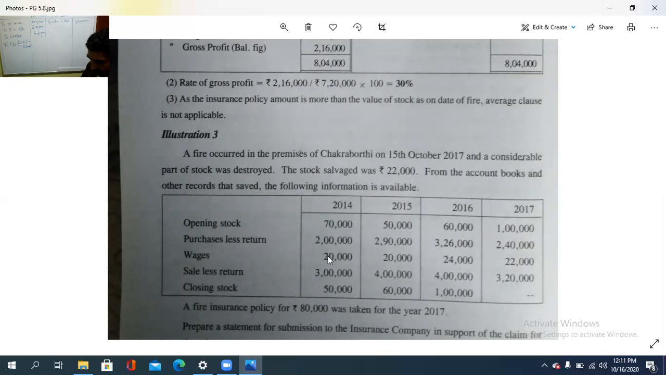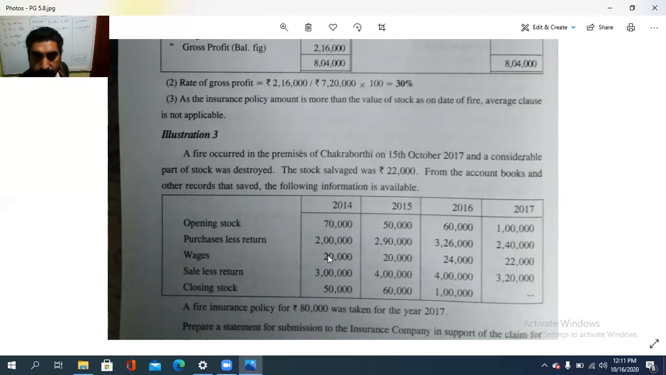3,20,000 into 22.5%. It is 72,000 here. So take the total of all these and then minus the sales. 72,000 plus 22,000 plus 3,40,000. It is 4,34,000 is the total. So by closing stock, 4,34,000 minus 3,20,000. It is 114,000. That is the loss on stock value.